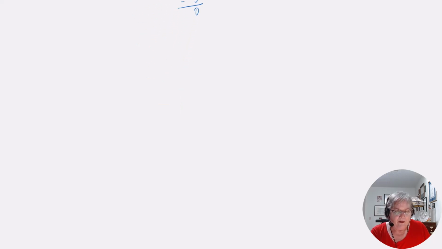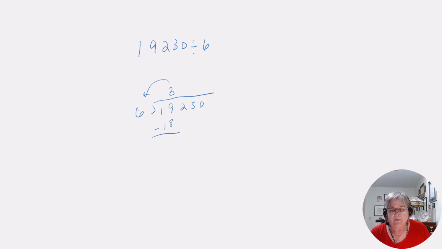All right. What if you have 19,230 divided by 6? 6 goes into 19,230. So 6 won't go into 1. 6 goes into 19 3 times because 3 times 6 is 18. And you subtract. 19 minus 18 is 1. Bring down the next column. What do you multiply 6 by to get 12? 2. 2 times 6 is 12.